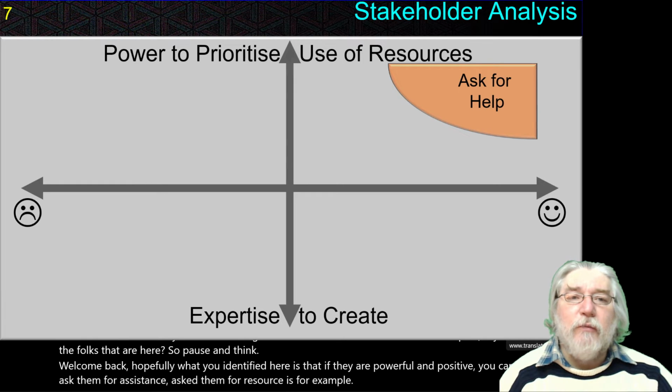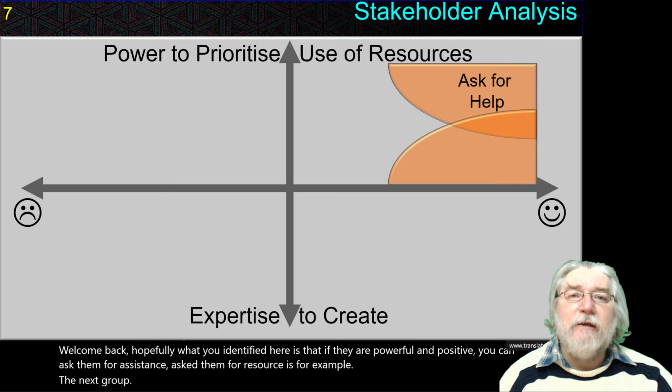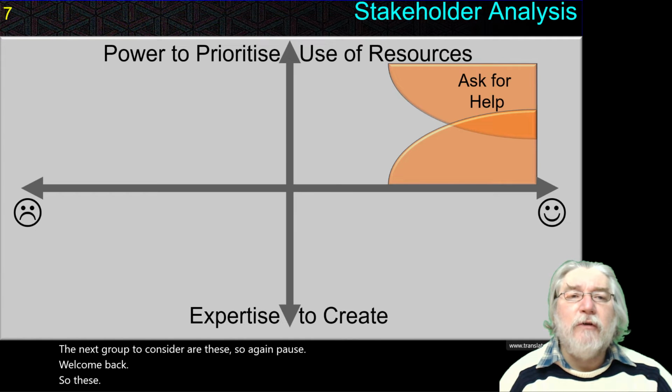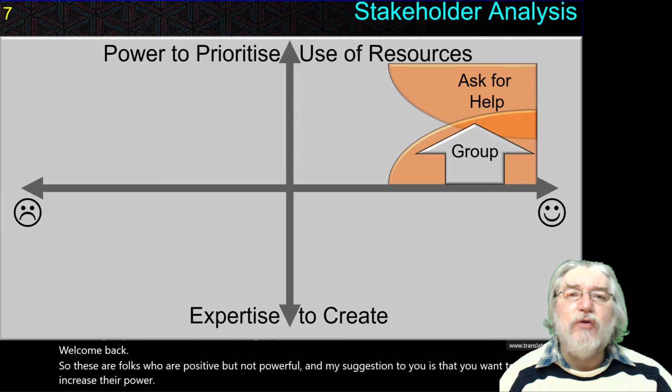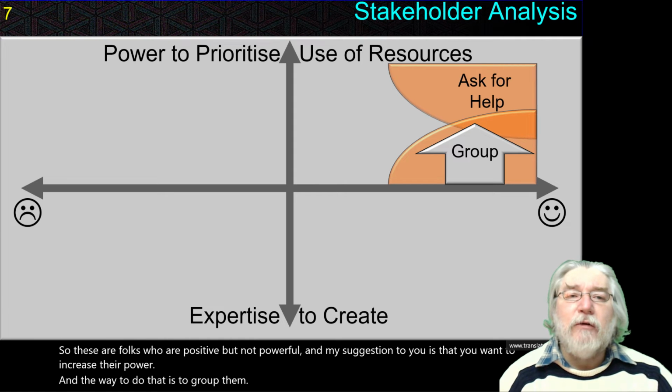The next group to consider are these. So again, pause, welcome back. So these are folk who are positive but not powerful, and my suggestion to you is that you want to increase their power, and the way to do that is to group them together, because that will increase their ability to act in a powerful way.